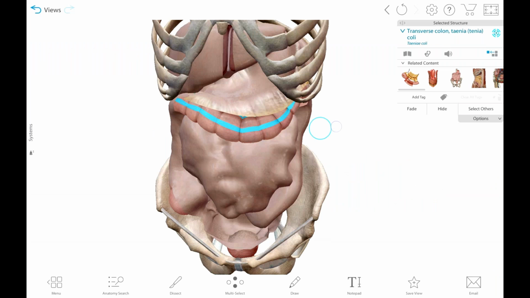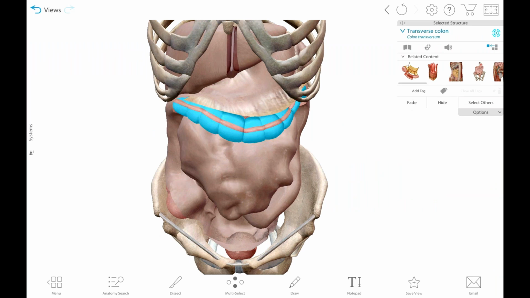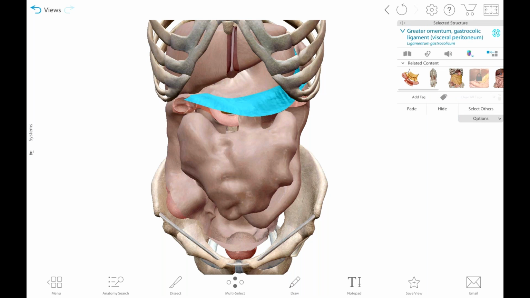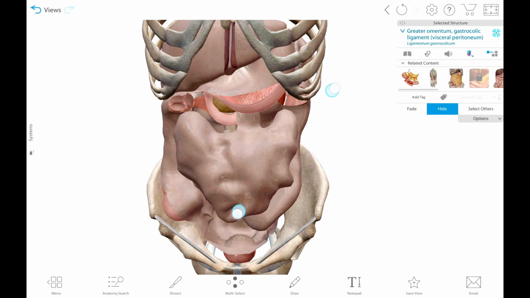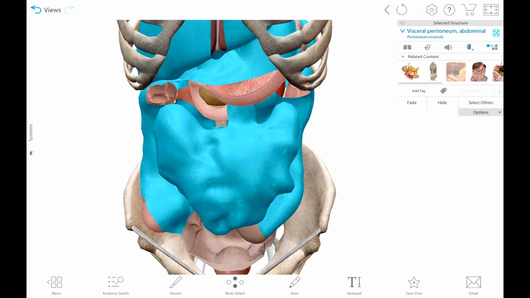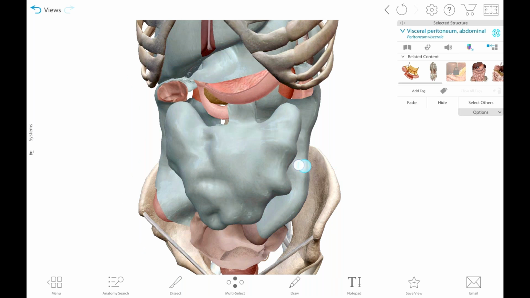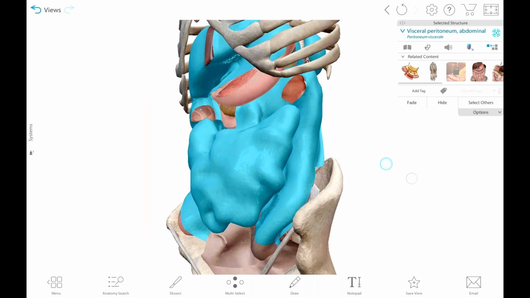Yeah, this is our transverse colon. Let's remove the transverse colon also. And this is our greater omentum still. I have not removed everything. Right. Now you can see that this is our visceral peritoneum. Do you see all this? The whole of the abdominal organs are lined by this.